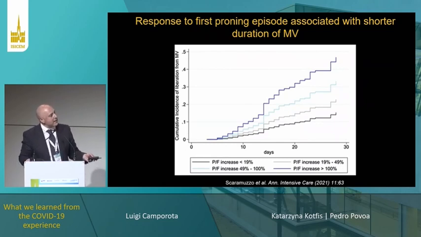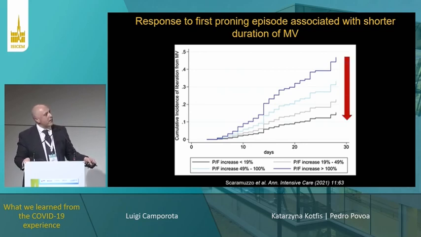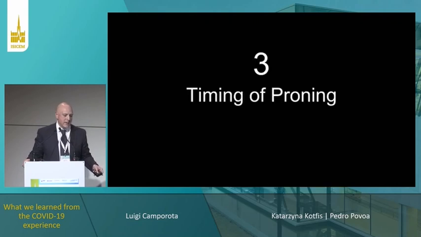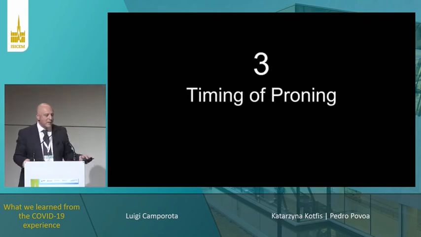And what is also interesting here, you can see the PF ratio change between supine and prone, and the greater the PF ratio increase, the shorter the duration of mechanical ventilation. So that's quite encouraging. What about timing?